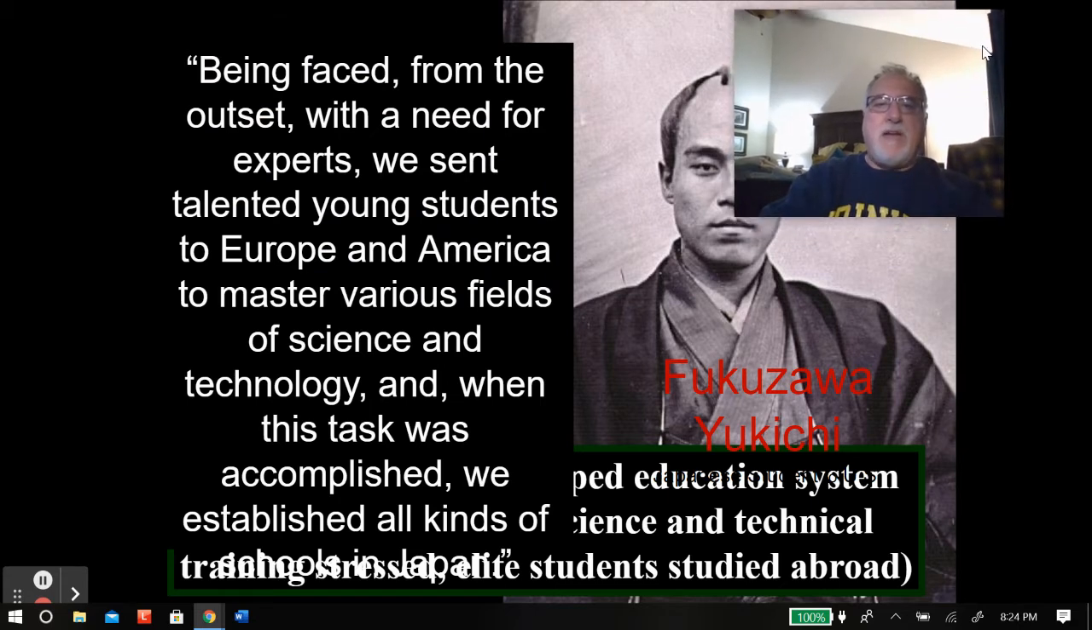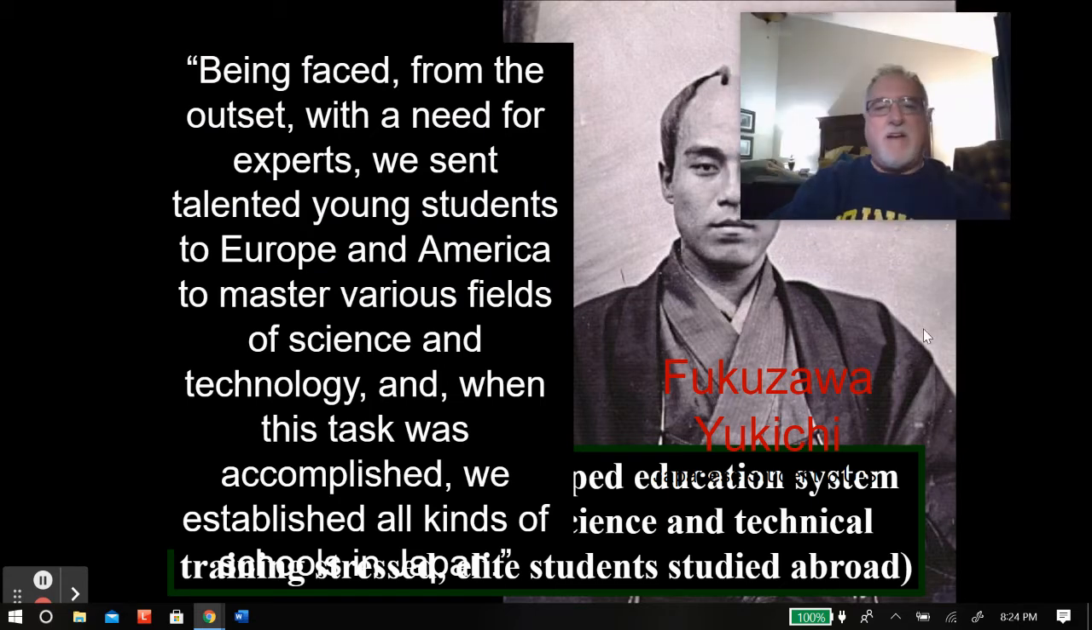Being faced from the outset with a need for experts, we sent talented young students to Europe and America to master various fields of science and technology. And when the task was accomplished, we established all kinds of schools.